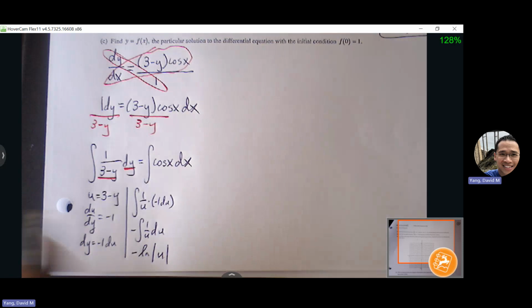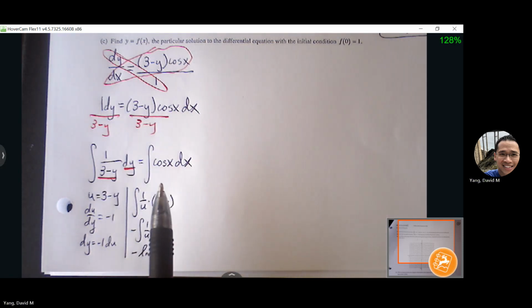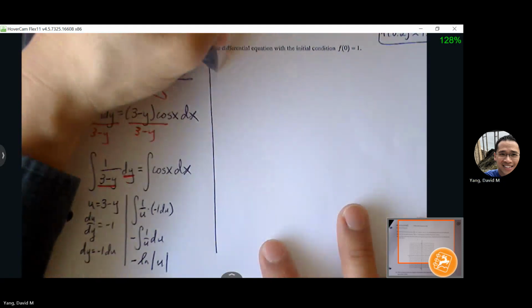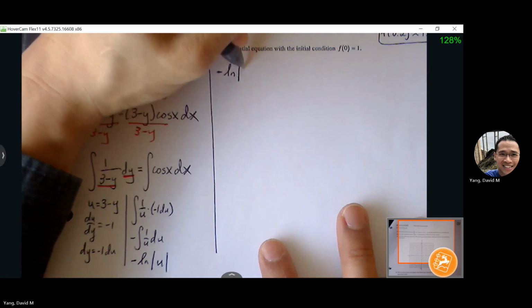And then we can work on the right side. Now, the right side should be pretty easy. What's the integral of cosine? Just sine, yeah. Let me reset at the top here.